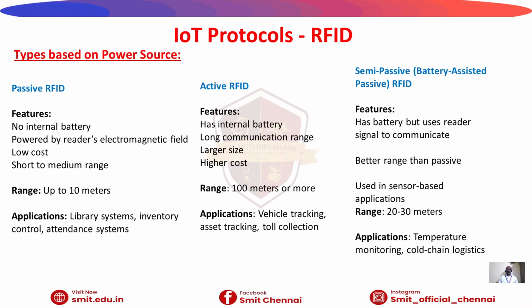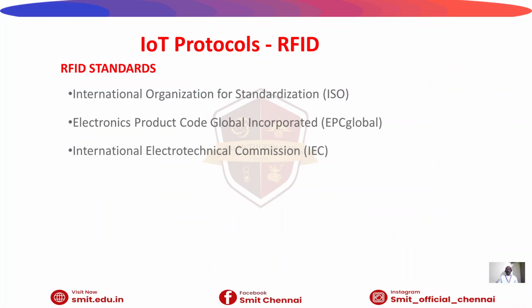Based on the power source, we have passive RFID, active RFID, as well as semi-passive RFID. Passive RFID is used in library systems, control systems, and attendance marking systems. Active RFID is used in vehicle tracking, toll collection, asset tracking, etc. Semi-passive means battery-assisted passive RFID, used for temperature monitoring in cold chain logistics applications. So RFID basically uses these three standards.